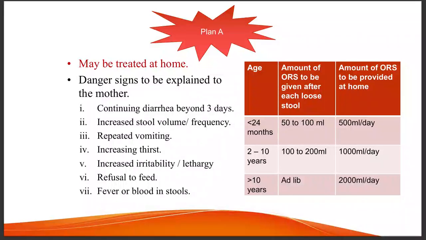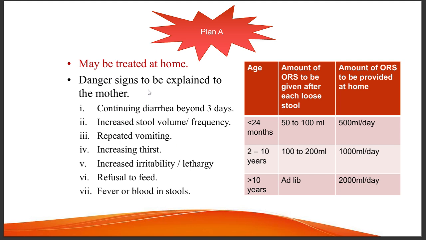For the management, we said that you use plans: Plan A, Plan B, Plan C. Of course, we will discuss this in more detail. Plan A is for a child who has diarrhea but doesn't have any signs of dehydration. So you can treat them at home. Basically, I recommend giving the child ORS.